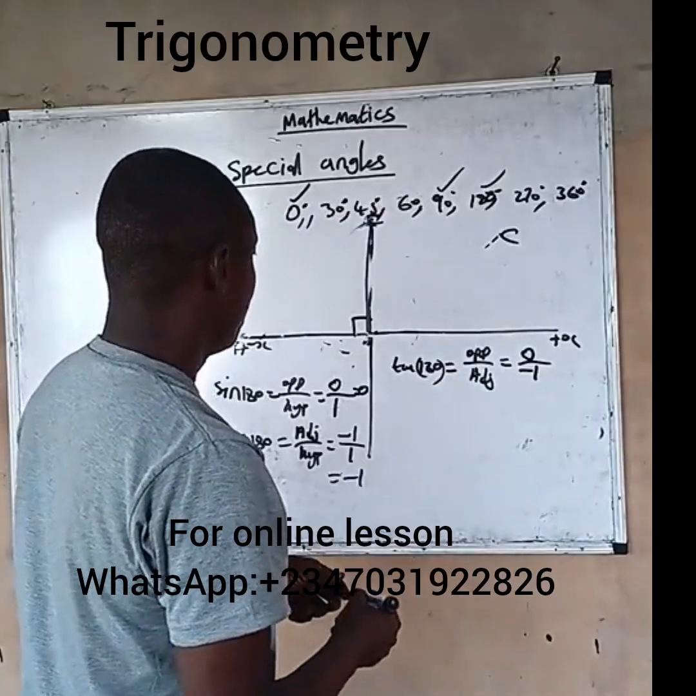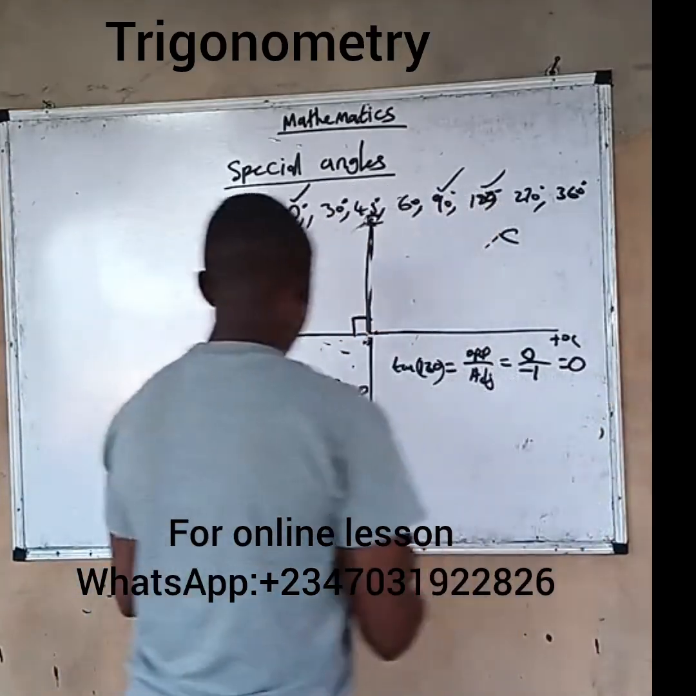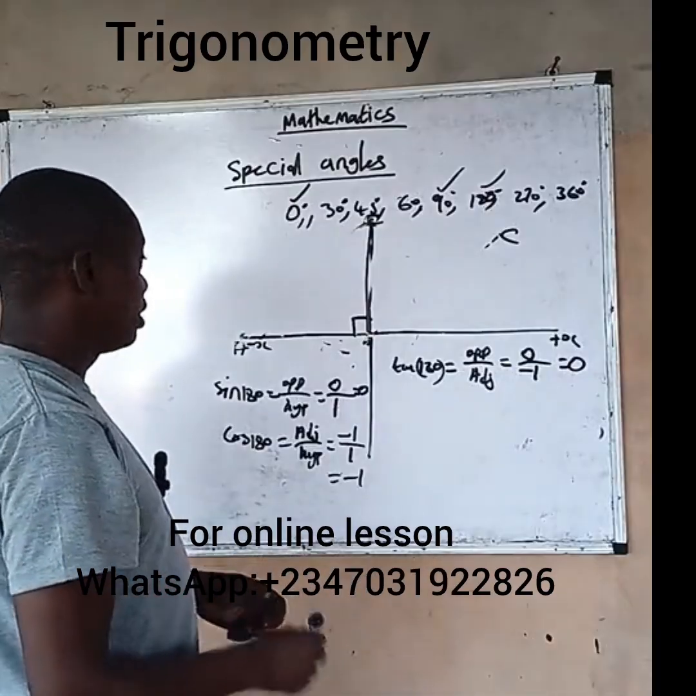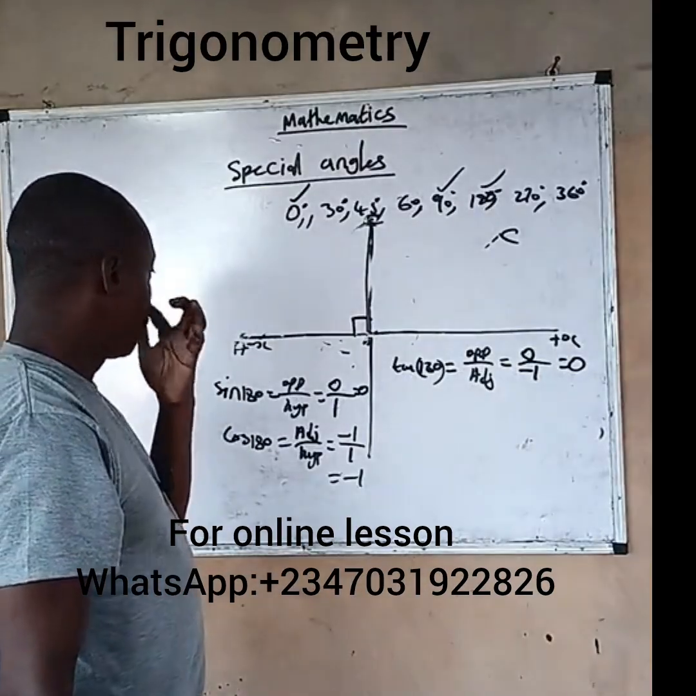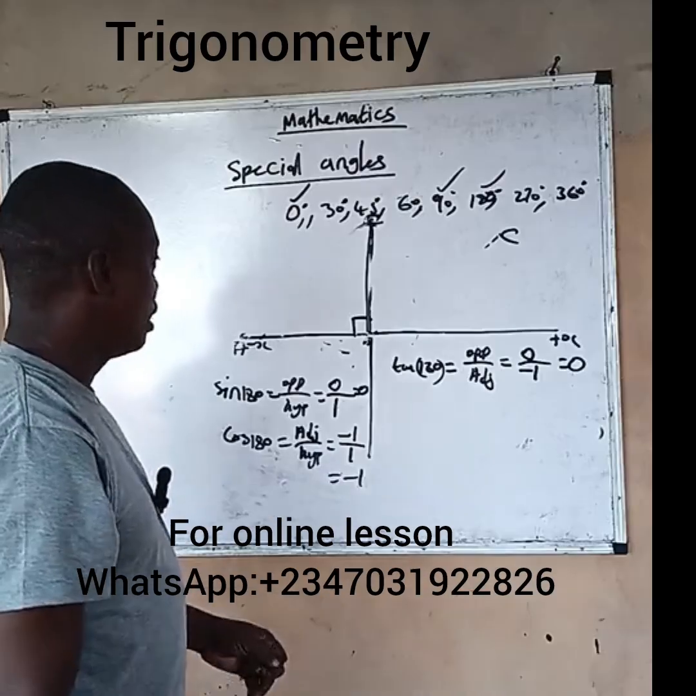Adjacent is minus 1. So 0 divided by minus 1, you still get 0. So tan 180 degrees is 0. Sin 180 is 0, while cos 180 is minus 1.